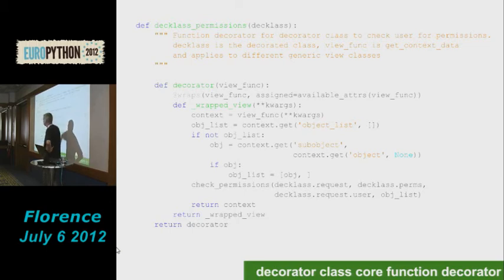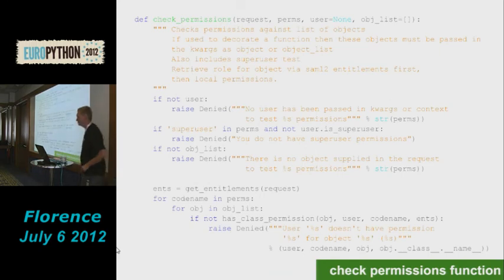So you get the list of objects off your generic class that you have in Django, and then we go through them and check the things that we've set onto this decorator class. So we're checking the permissions, the request, and the user's passed through. I'm passing it twice, that's a bit ugly, I should clean that up, and the object list. And so that gets passed through to check permissions. So this is check permissions.